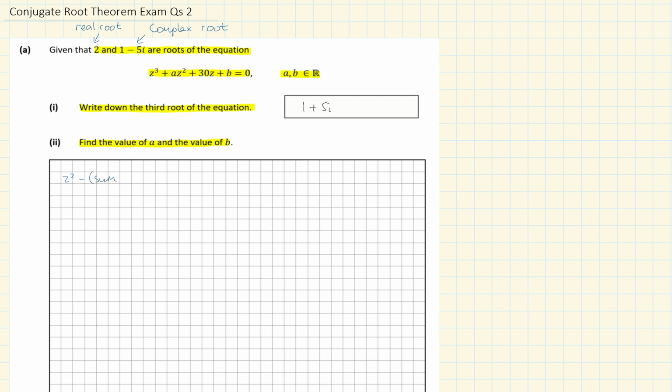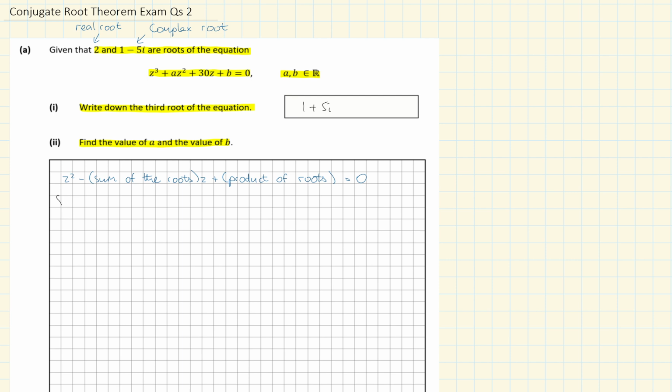minus the sum of the roots by z plus the product of the roots equals 0. And then our real root is z equals 2, which we can turn into a factor. And if we multiply our quadratic here by that factor, then that'll give us the cubic, and we'll be able to equate them real with real and figure out what the value is for a and b.